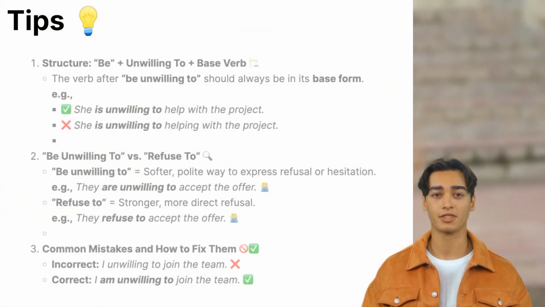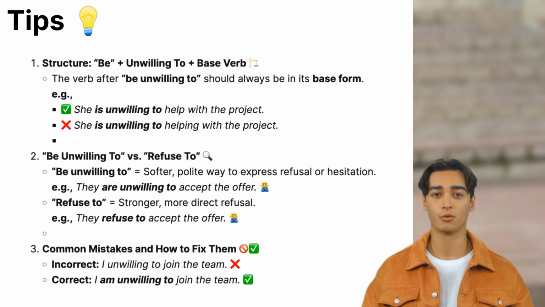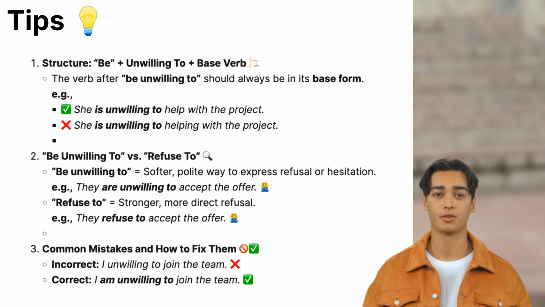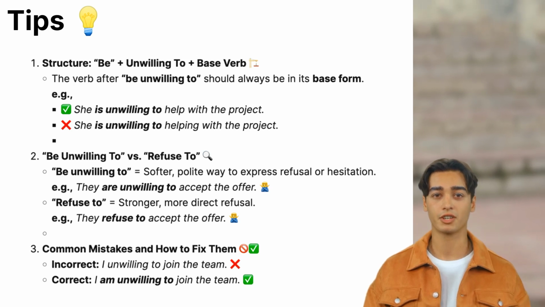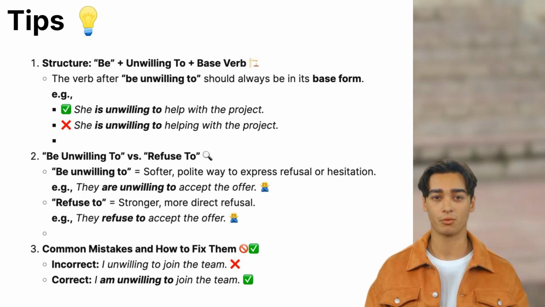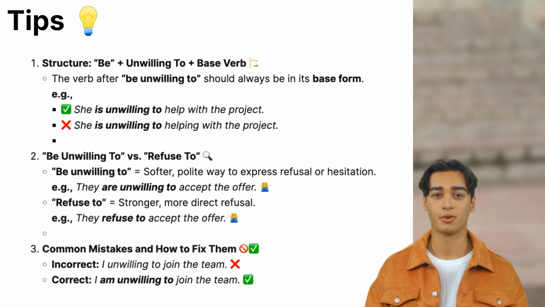Now that we've covered the different ways to use be unwilling to, let's go over some important tips to help you use it naturally and correctly in conversations. 1. Structure: be plus unwilling to plus base verb. The correct structure is be plus unwilling to plus base verb. The verb that follows unwilling to should always be in its base form. Correct: she is unwilling to help with the project. Incorrect: she is unwilling to helping with the project. Double-check the verb form and avoid adding ing or changing the tense after to.